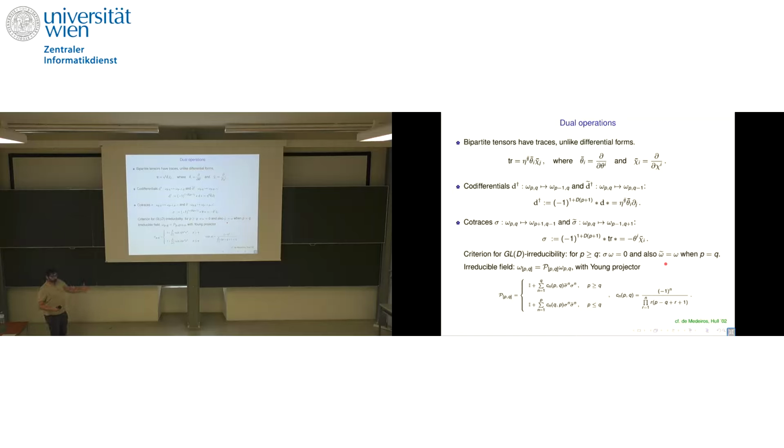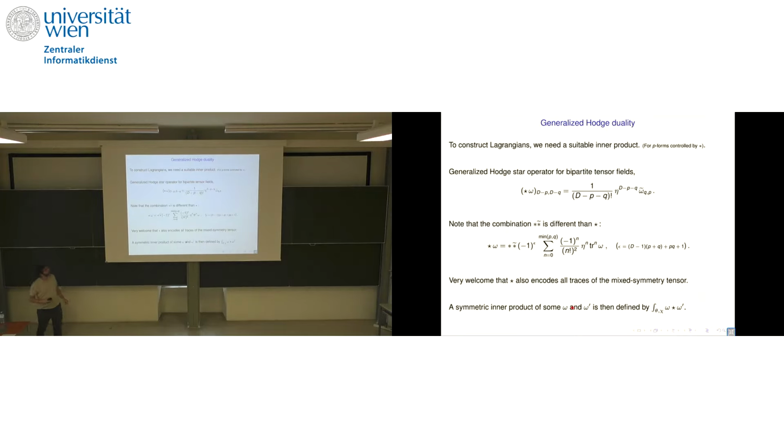So if you want to work with irreducible fields, then you can start with the reducible one and apply some appropriate Young projector, which was found in this paper here, and it has this form here in terms of these cotrace operators. And then you know this is unique, and you know what is your irreducible field, and you can work with it. Now, however, in order to go in the direction of constructing Lagrangians, we would like to have some generalized Hodge duality operator.